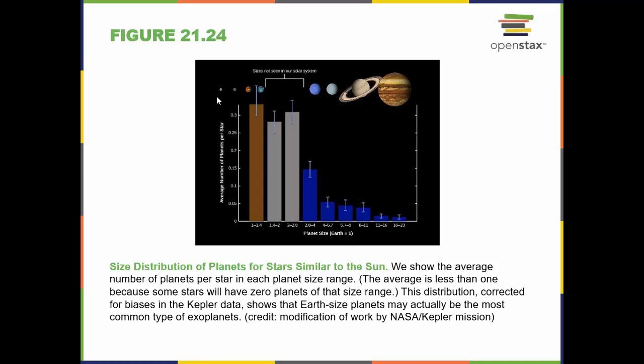So here we see size distributions of planets for stars similar to the Sun, and we show the average number of planets per star in each of the planet size ranges. And this distribution is corrected for biases in the Kepler data and shows the Earth-sized planets may actually be the most common type of exoplanets.